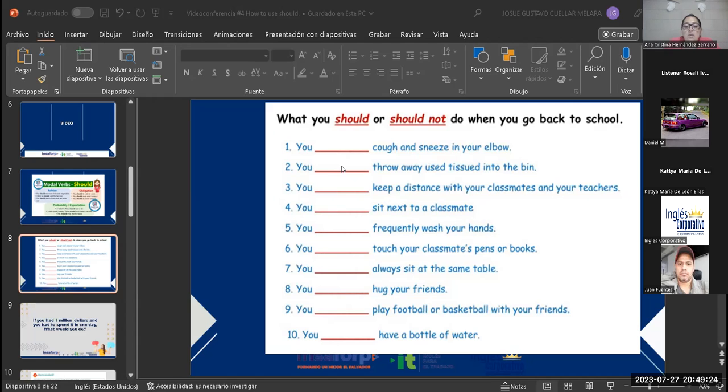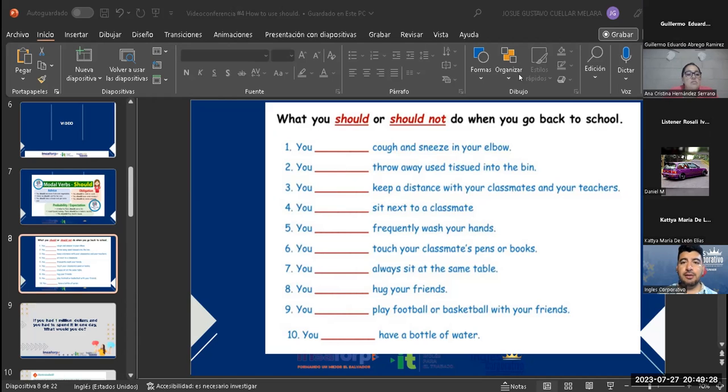Okay, let's try to complete this. There are just 10 sentences, and we have, as always, Guillermo as the first participant.